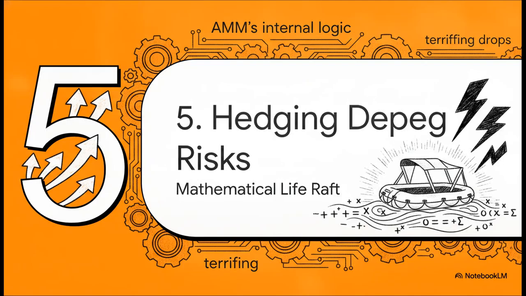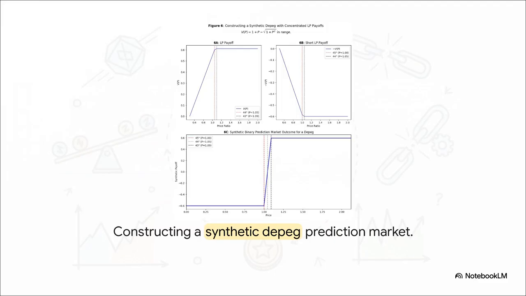Finally, Part 5. Hedging depeg risks, the mathematical life raft, because you definitely need one. So, how do we survive this? Well, researchers have proposed an ingenious way to use the AMM's own internal logic against itself. This setup essentially builds a synthetic binary prediction market directly inside Orbiswap. If you're going to risk providing liquidity in these fragile multi-coin pools, you absolutely must hedge.